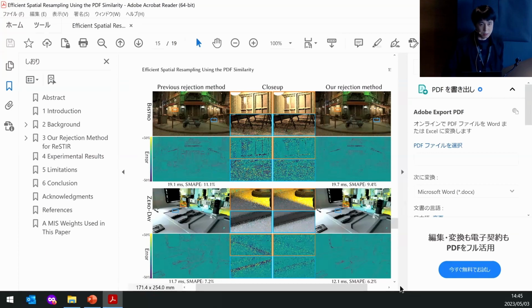Okay, I think if you combine your method with the unbiased ReSTIR, you have a better quality overall, right? Yes. That's always really impressive work. Thank you. Okay, let's thank the speaker one more time.